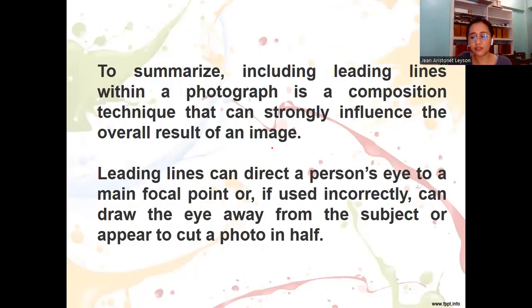To summarize, including leading lines within a photograph is a composition technique that can strongly influence the overall result of an image. Leading lines can direct a person's eye to a main focal point, or if used incorrectly, can draw the eye away from the subject or appear to cut a photo in half. So always be careful in using lines in taking photographs or in creating artworks.